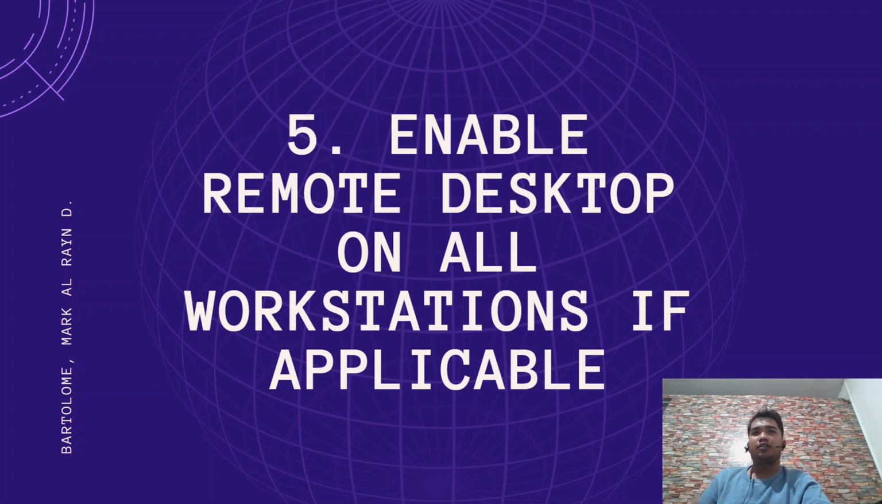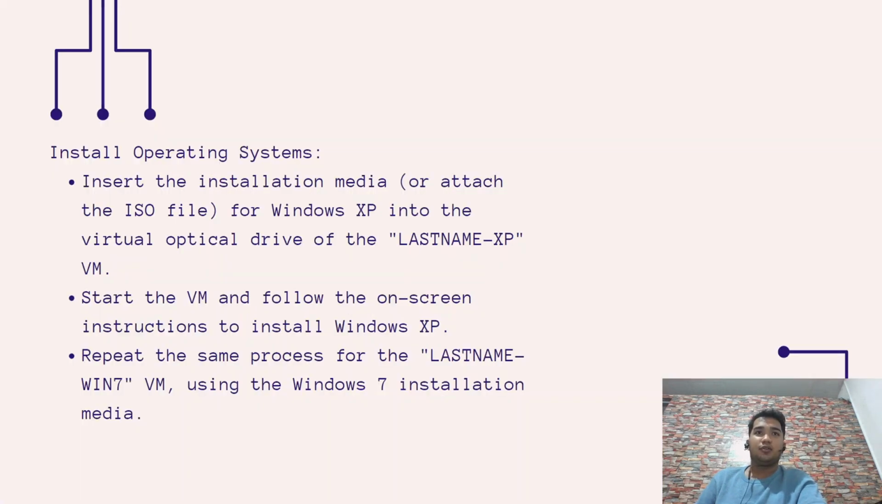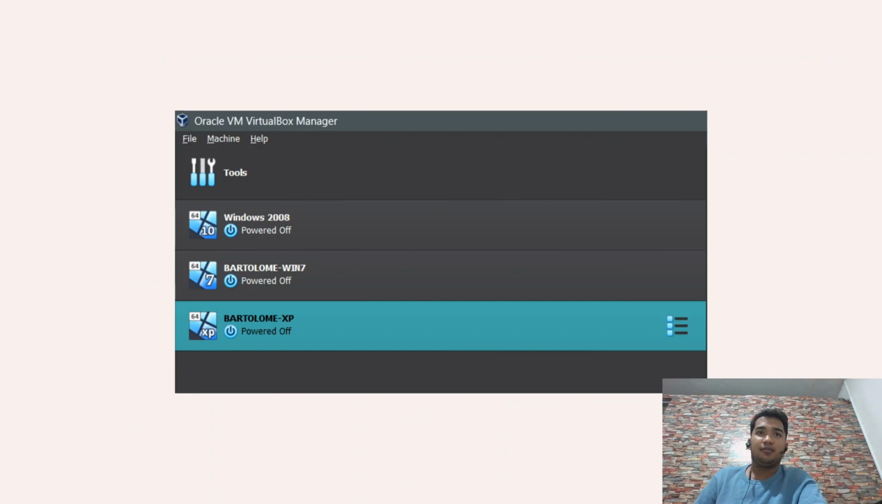the remote desktop is not working on my PC right now, so I'm going to do a presentation style instead. To install, you need to install the two operating systems, one XP and one Windows. So this is the process. Attach the ISO file to the virtual machine for both Windows XP and Windows 7.